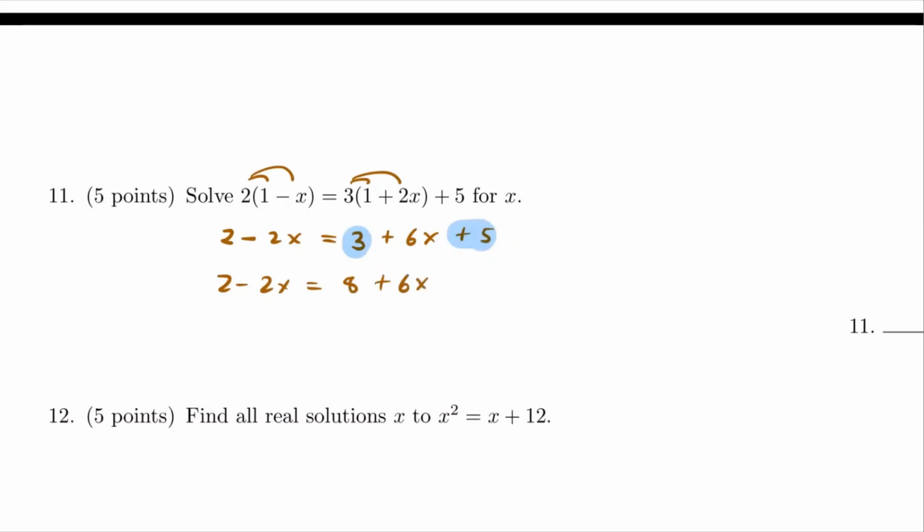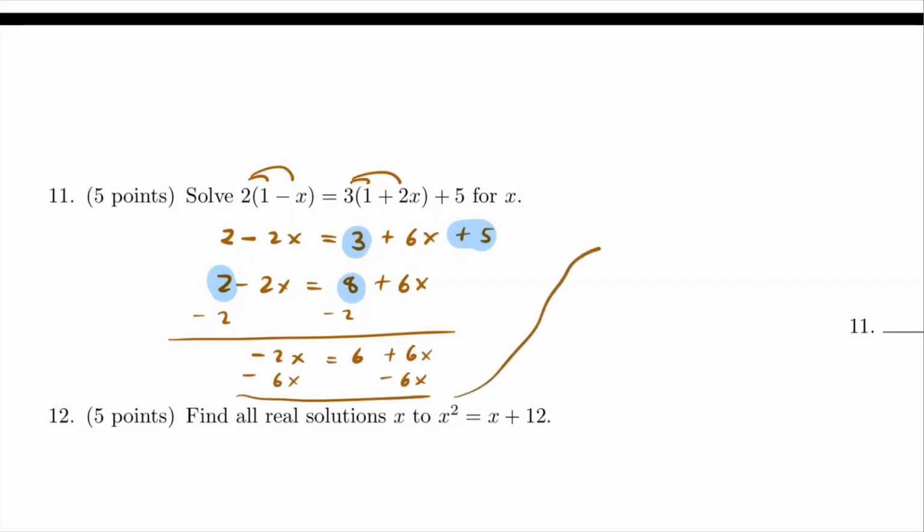And then move things around. So I can go ahead and get rid of the 2 and the 8. I can combine them, subtract 2 from both sides. So that leaves you with the negative 2x is equal to 6 plus 6x. And now I can subtract a 6x on both sides.